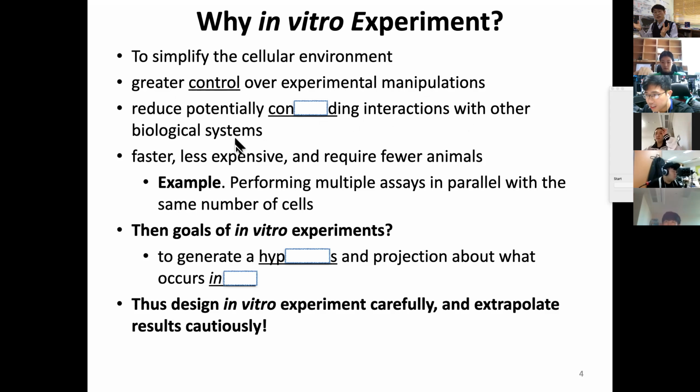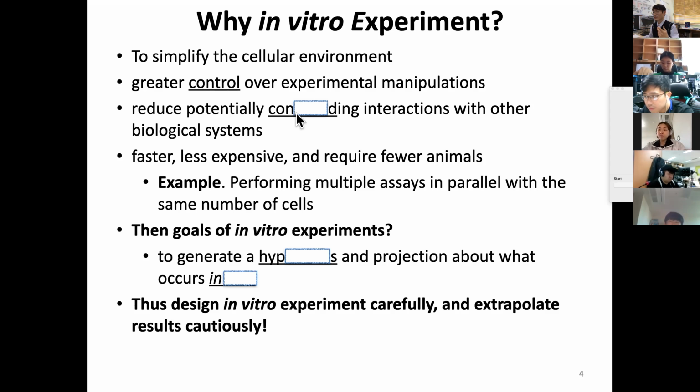While in an in vivo experiment, when you do, let's say, giving some treatment or manipulation, you see some outcome. However, in vivo, intrinsically, the interactions of the cells of our interest with the microenvironment are complicated. So we have potentially a confounding effect that makes it sometimes more difficult to draw conclusions.